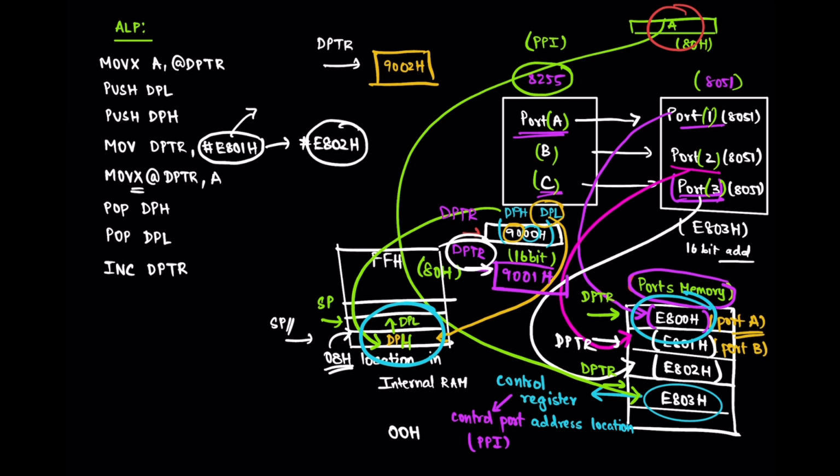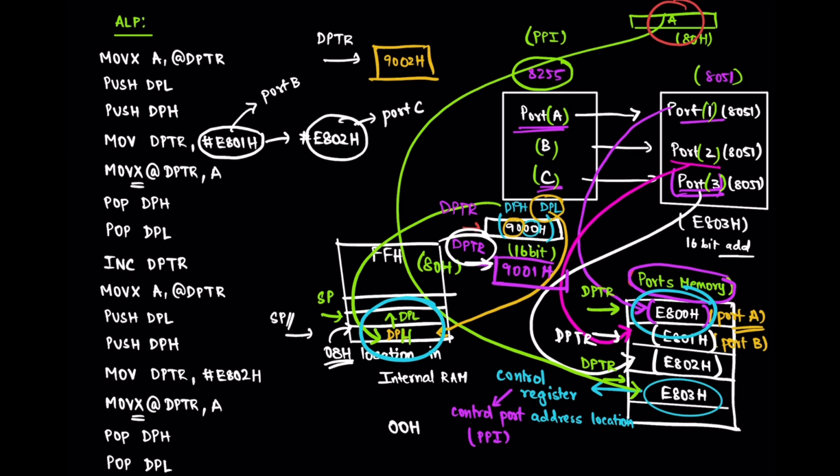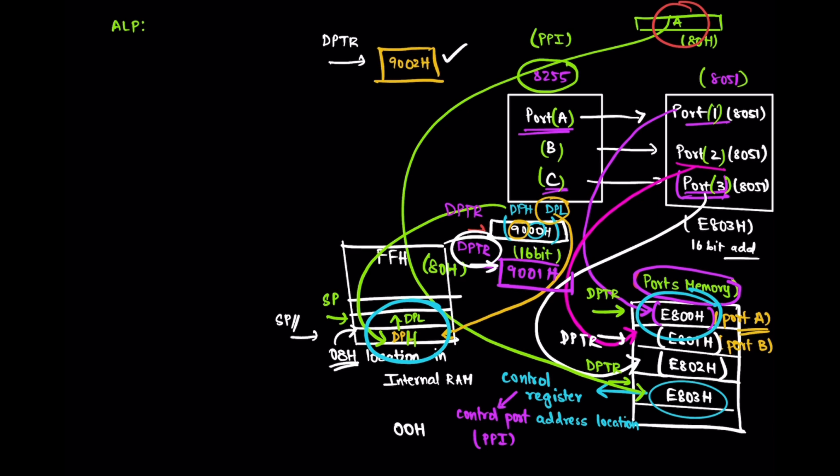And one more thing, E801H corresponds to port B and E802H corresponds to port C. So I've done the same thing here. I've copied whatever I have written and I've changed the value here to E802. So now E802 is going to have the data value stored and the DPTR is going to jump back to 9002H. And then I am going to increment the DPTR again. So now DPTR is going to point to 9003H.